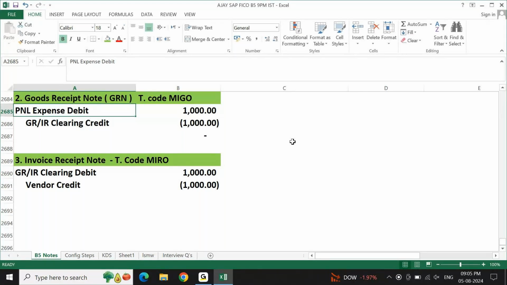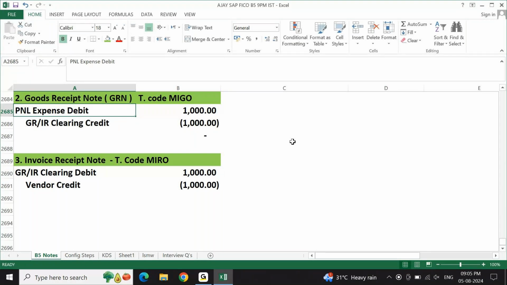It can be anything. At the end, it is supposed to be a P&L account, an expense-related GL account. It is very simple. The P&L account, the expense account, is supposed to be debited. It can be any expense, whatever you are purchasing. Please make sure you are able to understand it.